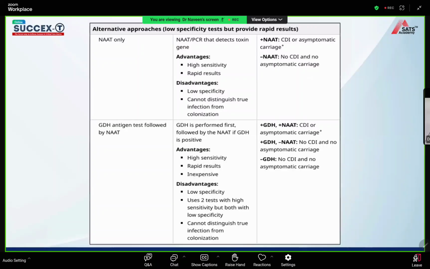These are the alternative approaches where we use a single test for rapid diagnosis. We use NAT or GDH. If it is positive, it is either infection or carriage. If it is negative, this kind of rapid test is used to exclude C. diff. For example, you have a high-risk patient, but you want to exclude it. You want to do a single test to exclude it. You can do a NAT. If it comes positive, you do a second specific test to confirm whether it's a carriage or an infection.